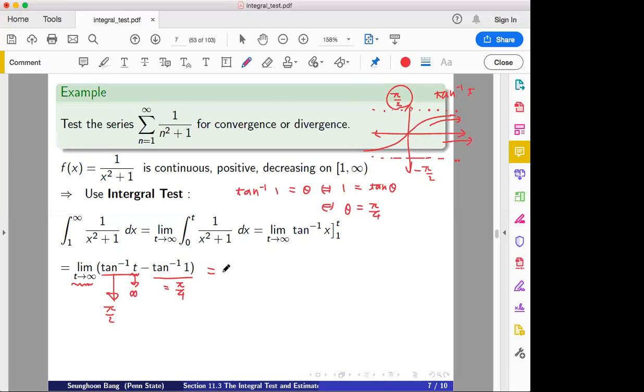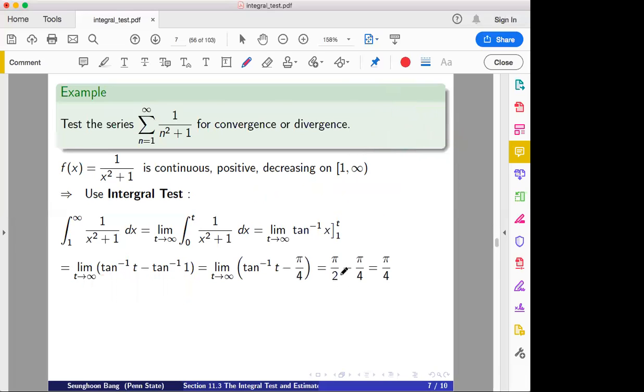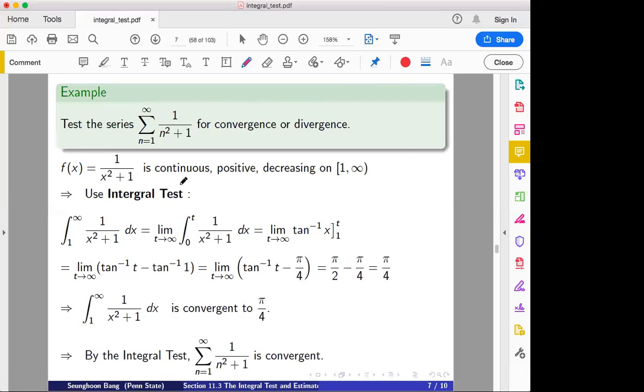So exactly pi over 2 minus pi over 4. The answer is pi over 4. What does it mean? The improper integral is convergent, so we can use the integral test. What's the conclusion? The corresponding series is also convergent, but its sum is not equal to pi over 4. So we don't know the value it converges to, just that it is convergent.